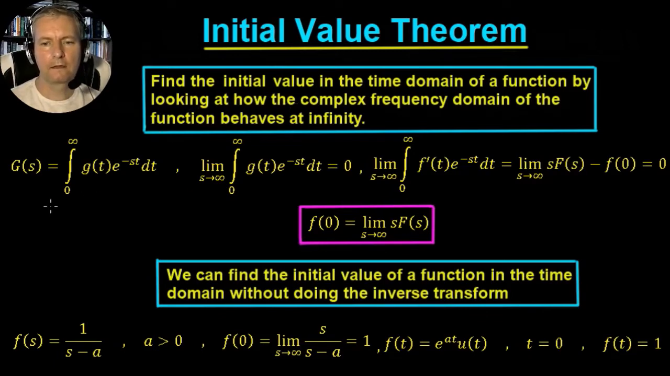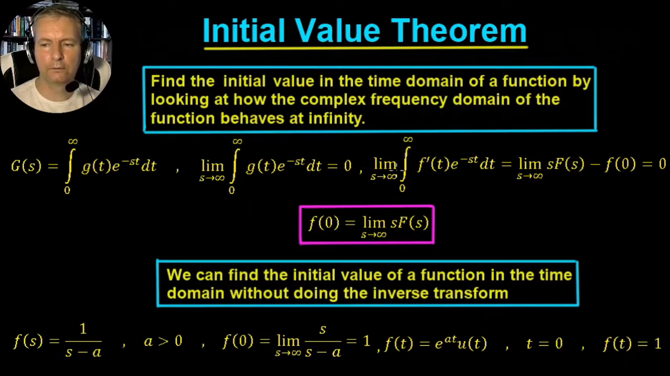If we take the Laplace transform of some function g of t, we would get a function g of s. So g of s is equal to the integral from 0 to infinity of g of t e to the minus st dt. Now we're going to take that very same Laplace transform and look at the limit as s tends to infinity. As s tends to infinity, e to the minus st tends to e to the minus infinity, so this whole thing dominates and tends towards 0. So that whole limit will tend towards 0.